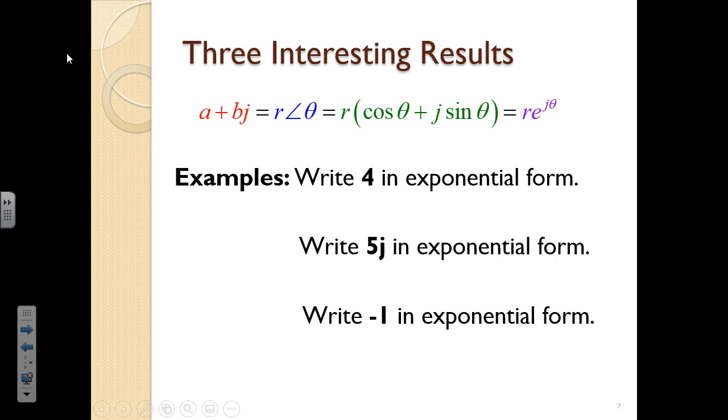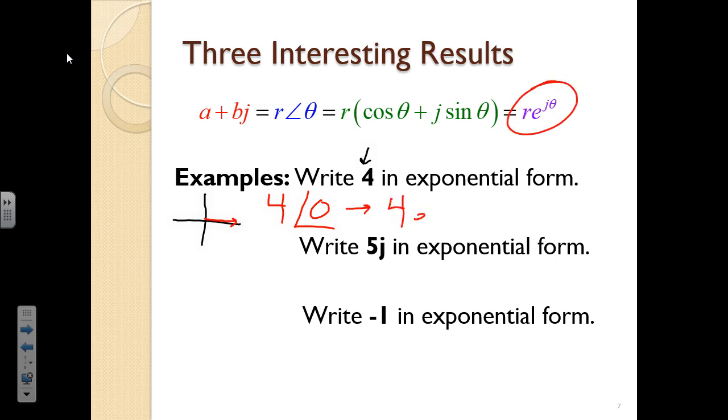Now there's a couple of interesting consequences here. Let's write each of these numbers in exponential form. Consider the number 4. That's a completely real number. So if you were to sketch that on the Cartesian plane, that would be 4 units straight to the right. So we would say that that is 4 at an angle of 0. Now if we put that into exponential form, that would be 4 times e to the j times theta. That's going to be j times our angle, which is 0. Or in other words, 4 e to the 0 times j is still 0.